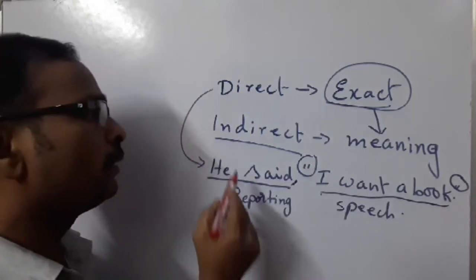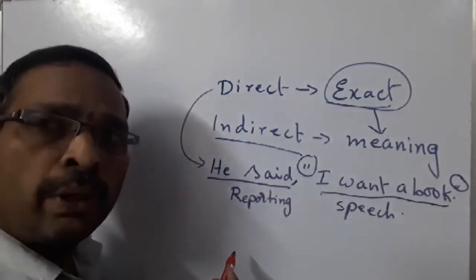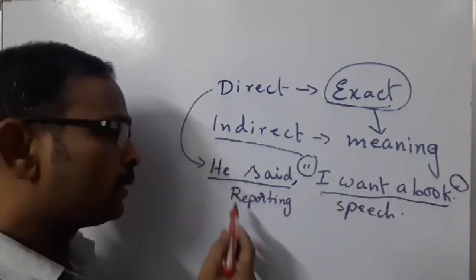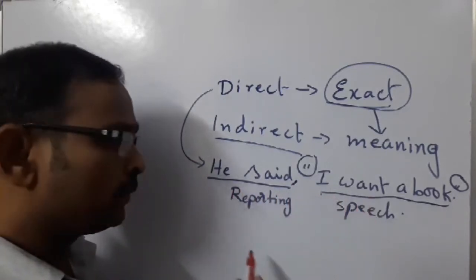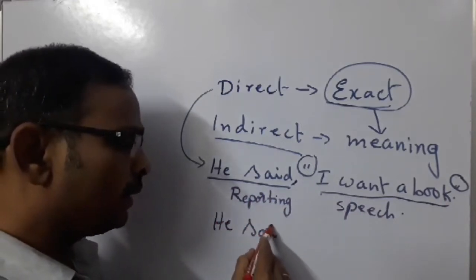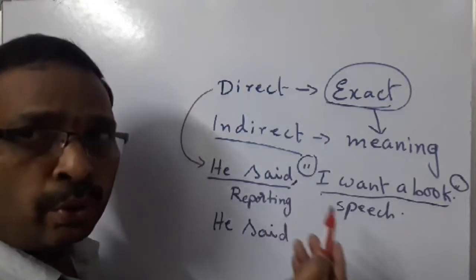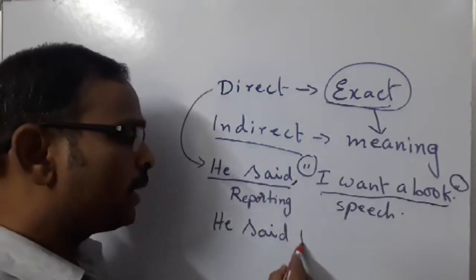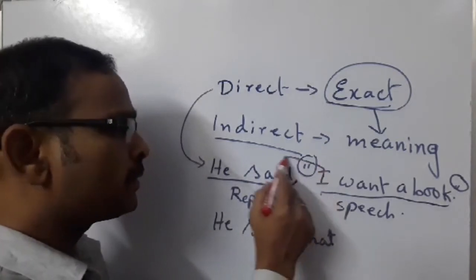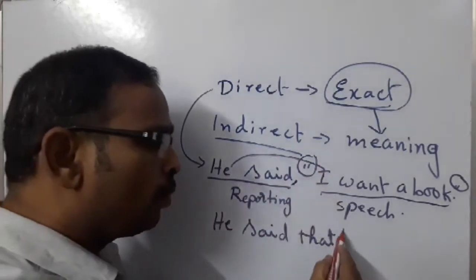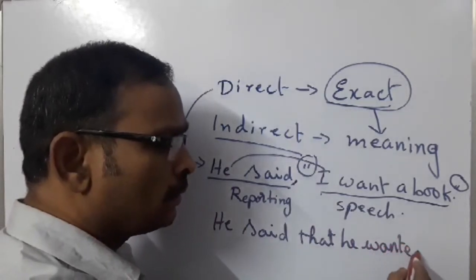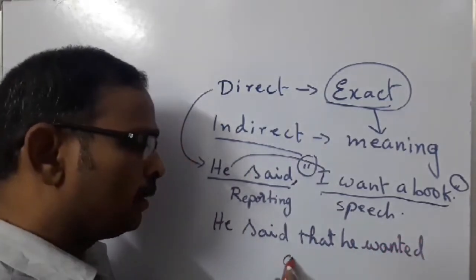See here, in indirect speech, what do we write? The meaning of the speaker's words. See what he said, we write: he said or told that he wanted a book.